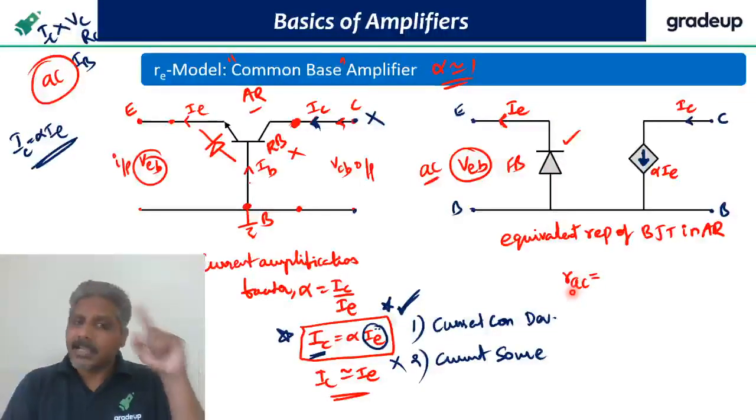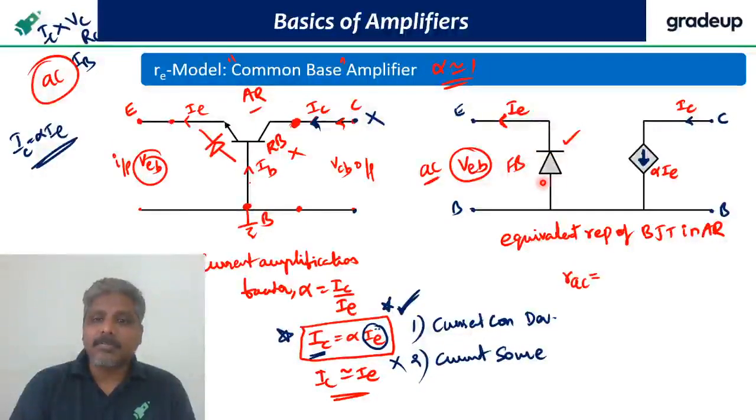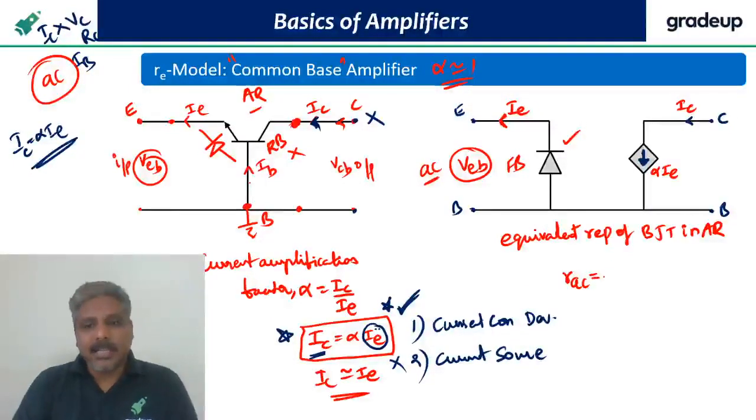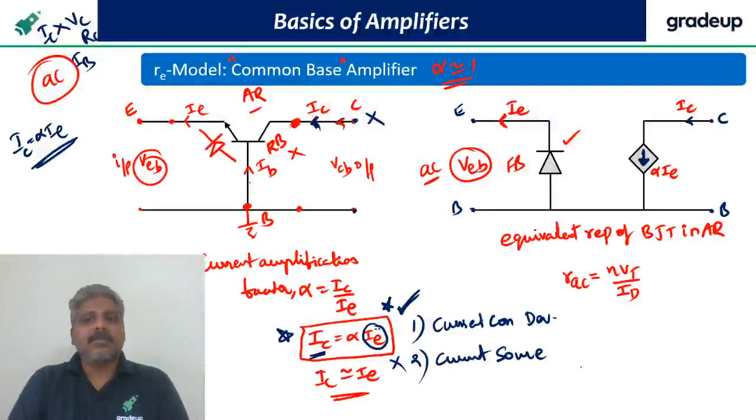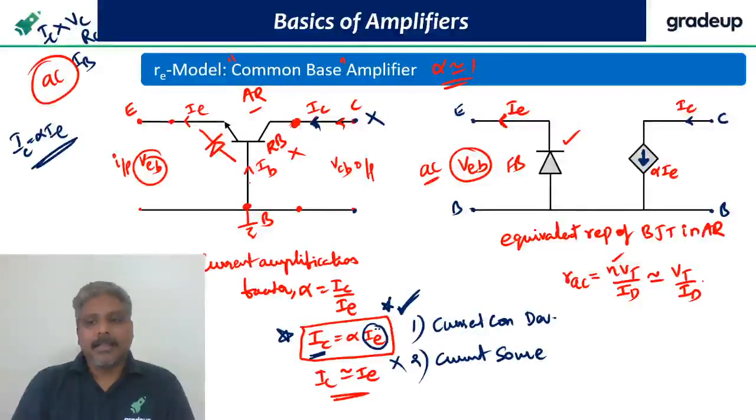Like a Zener diode offers a dynamic resistance in the breakdown region, in the same way, once the junction is forward biased and an AC signal is applied, it will offer a resistance called dynamic resistance. How much is that dynamic resistance? Exactly speaking, it is eta Vt by Id, but we will take it as almost equal to Vt by Id because eta is close to 1. We can also take it as 26 millivolts by Id.